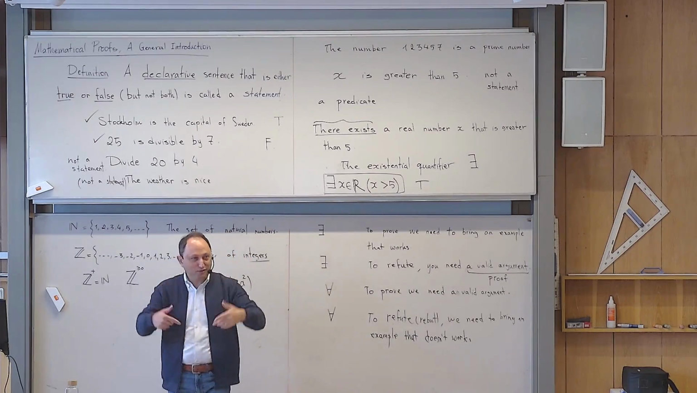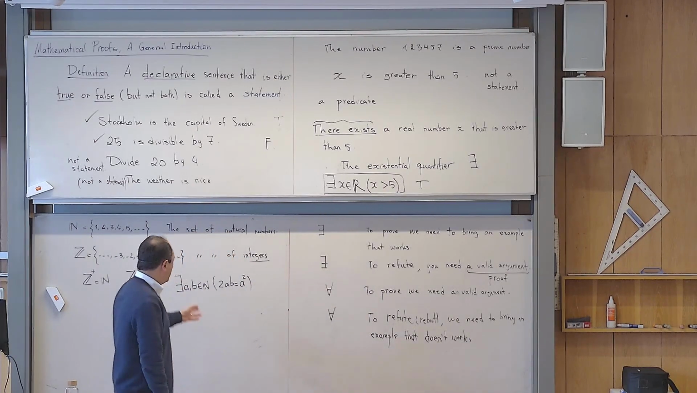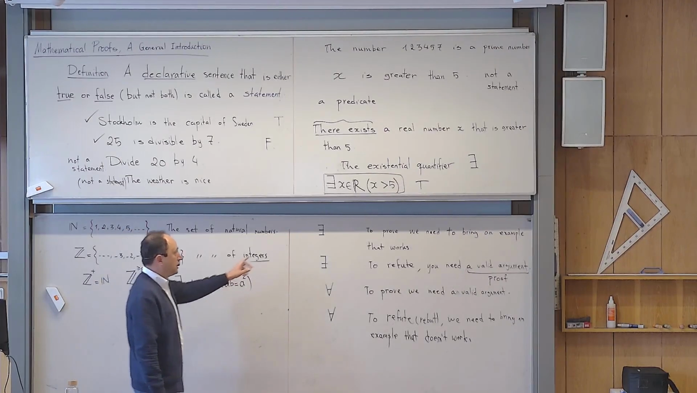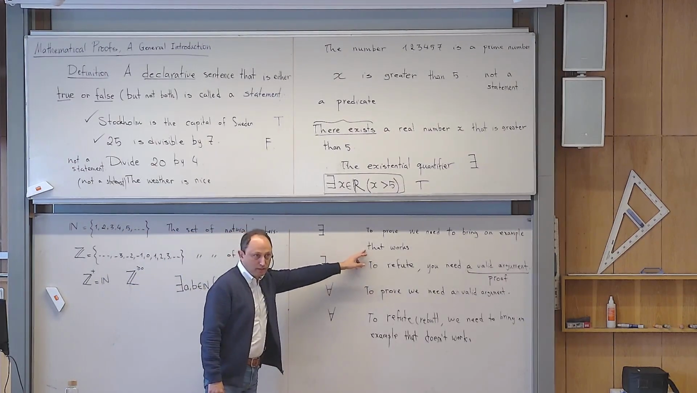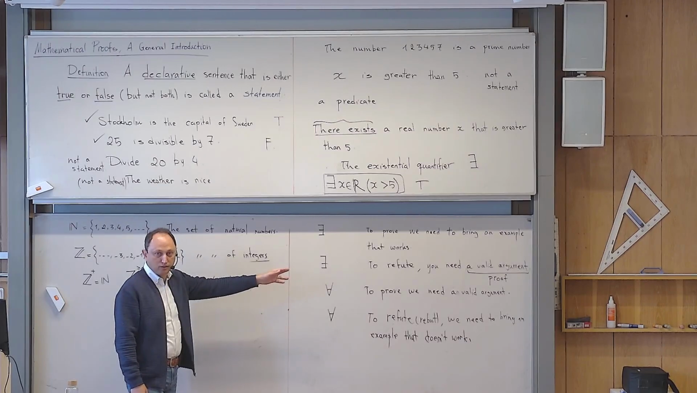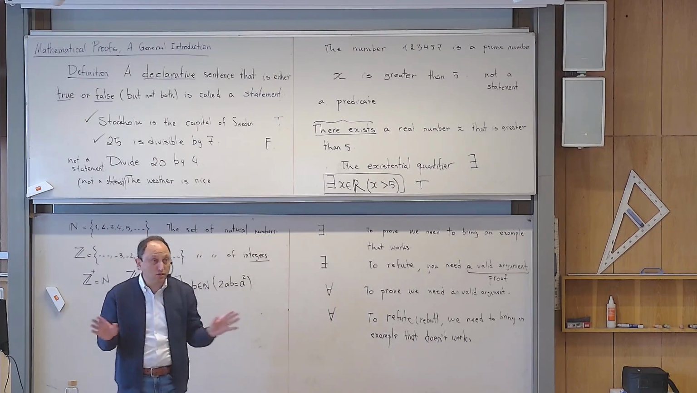So then you have to decide at this point, do you think it is true or false? Because if you think it is true, you have to bring an example. If you think it is false, bringing examples is not enough. You have to have a valid argument. So first you have to decide, and this is not easy, by the way.